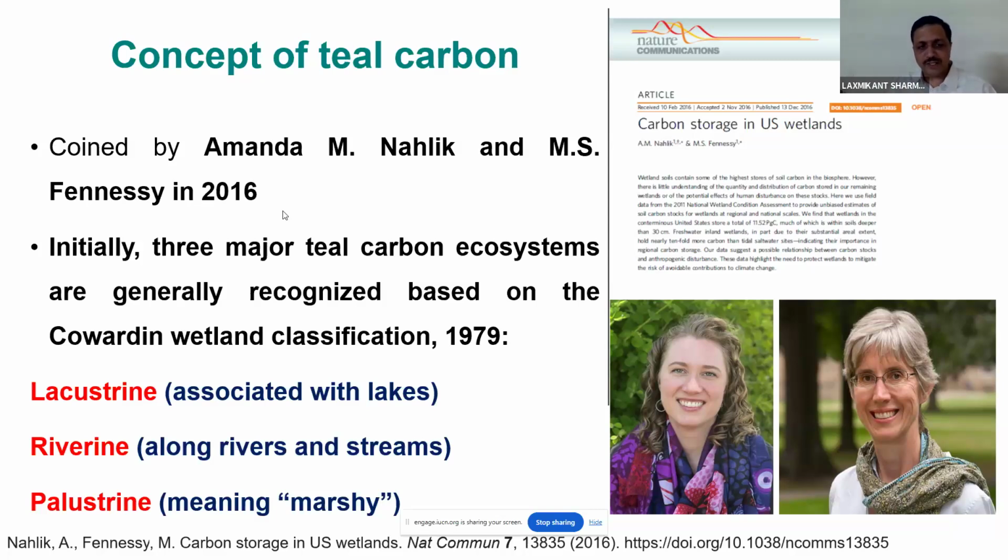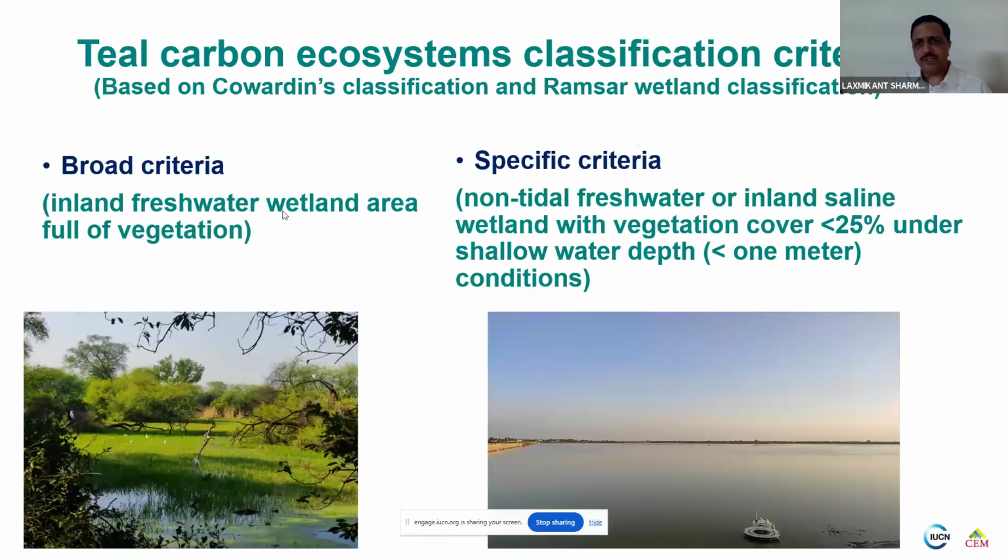Based on this: lacustrine, associated with lakes; riverine, along rivers and streams; and palustrine, meaning the marshy areas. So three categories they termed as the teal carbon ecosystem, based on the Cowardin system of classification. Now, the teal carbon ecosystem classification criteria we have adopted are based on the Cowardin classification system and the Ramsar wetland classification system. We have taken both systems in our study, and we have taken broad criteria to define the term teal, particularly the inland freshwater wetland area full of vegetation.